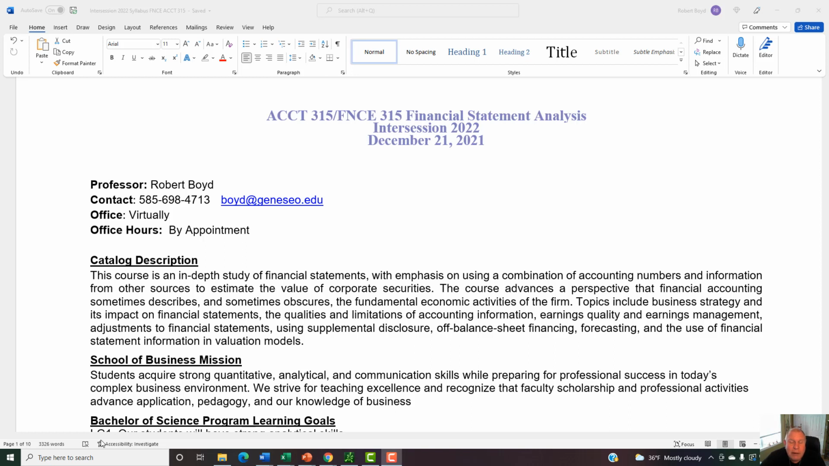Good day, folks. Let's now take a look at the syllabus for Financial Statement Analysis 315, Intersession 2022. I encourage you to review the entire syllabus to make sure you know the process we're going to follow, what the expected outcomes are, the assignments, when they're due, what needs to be done. Everything is on Canvas right now for you to do the whole course, and you have some extra time to do it.